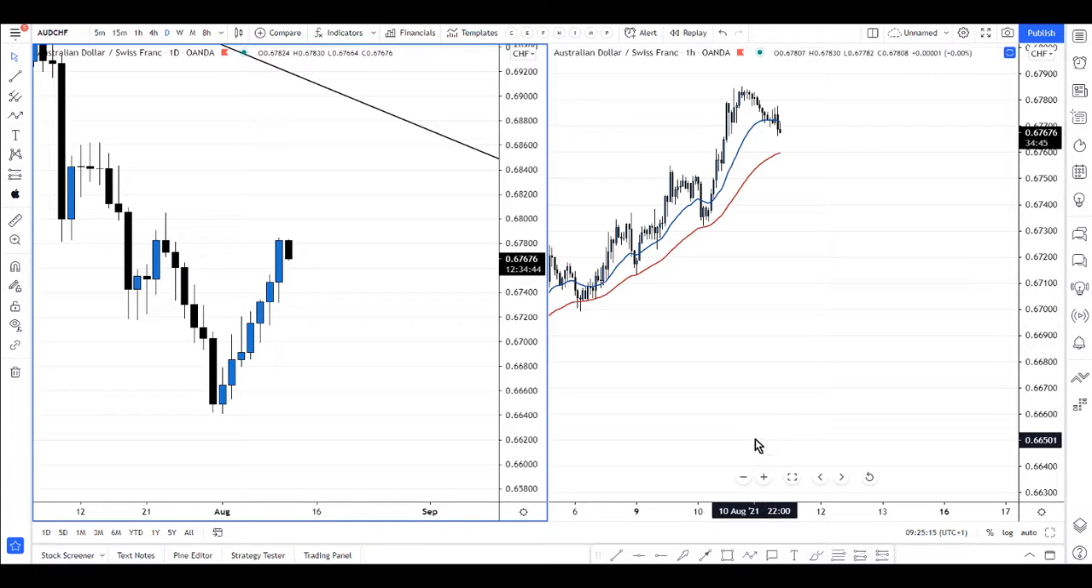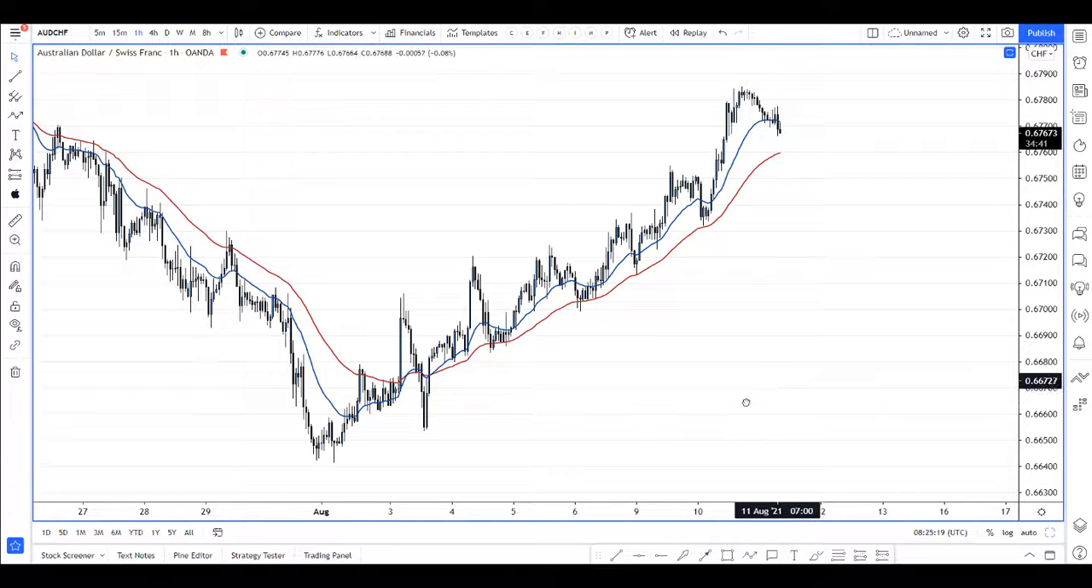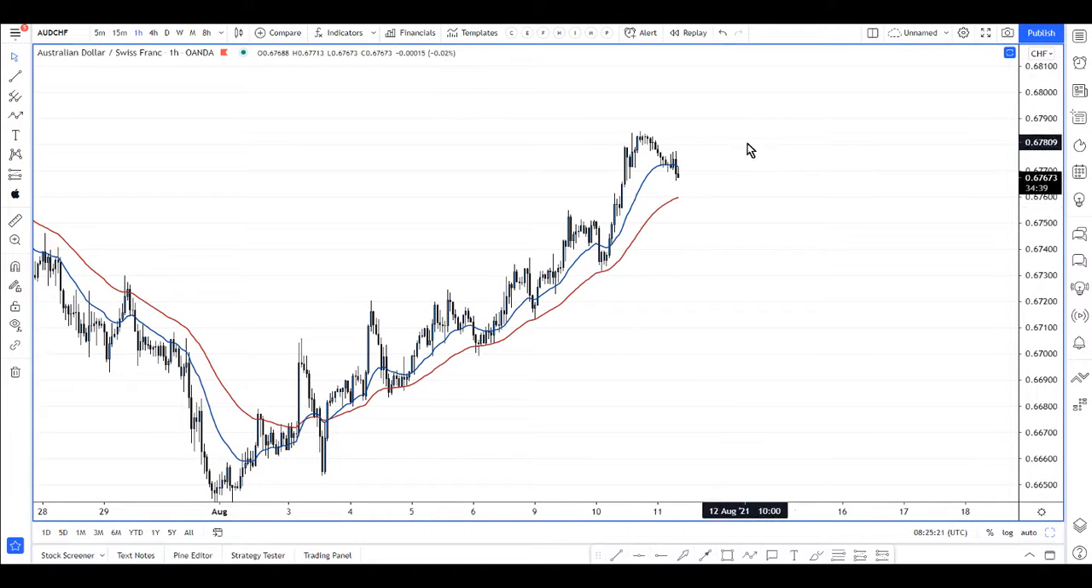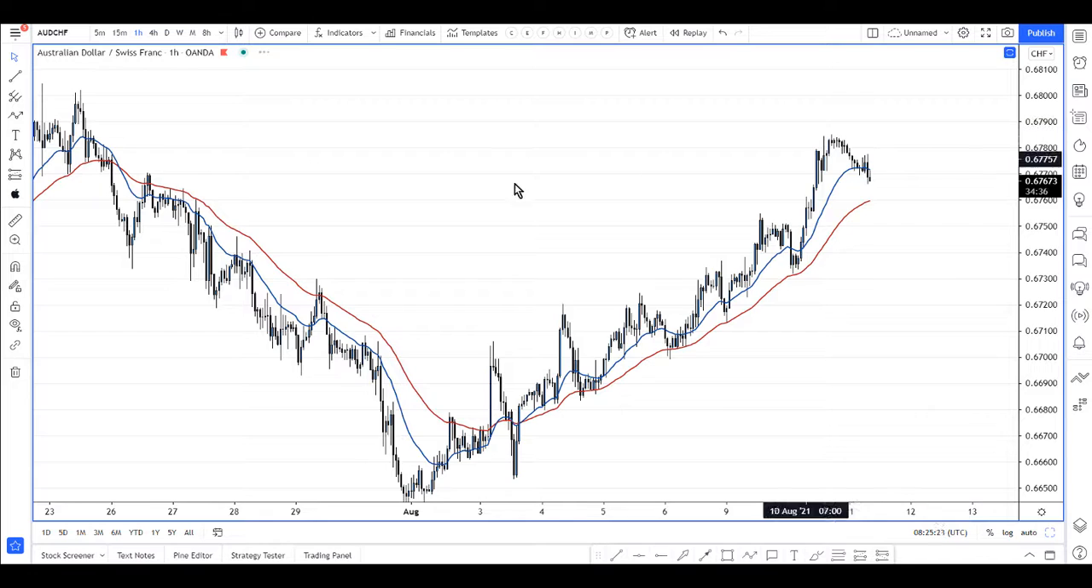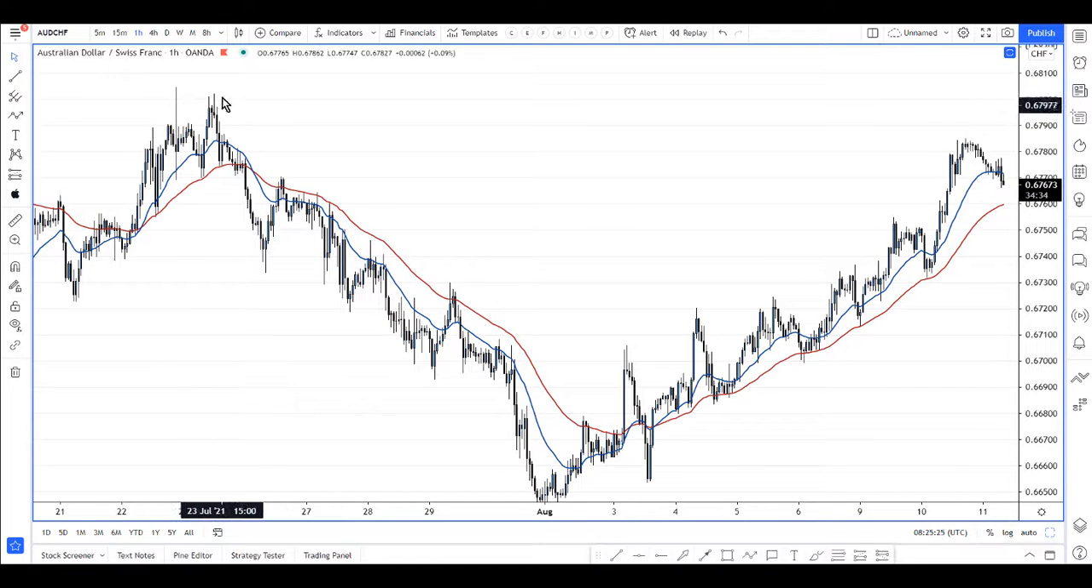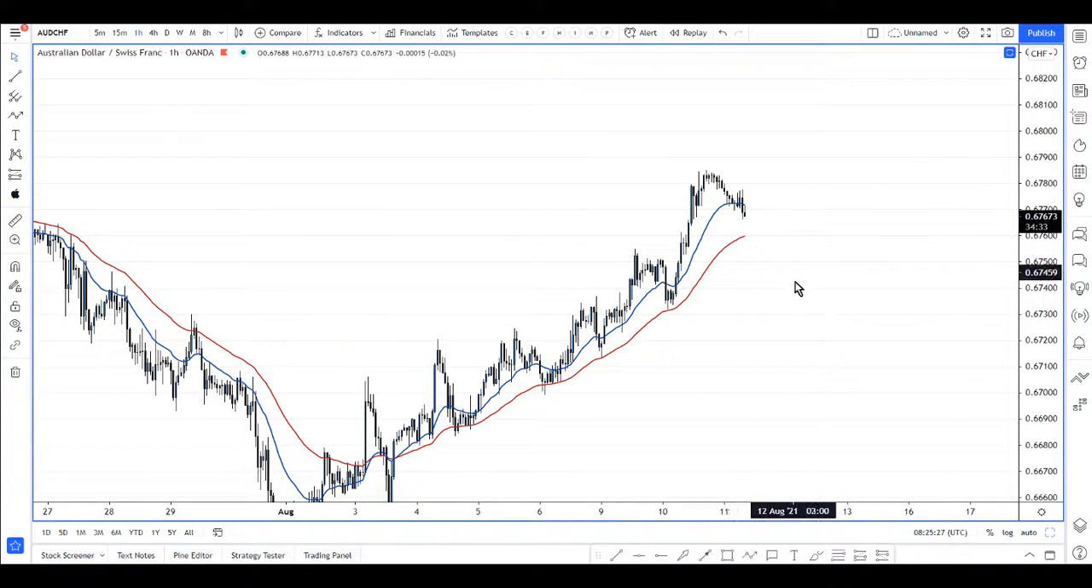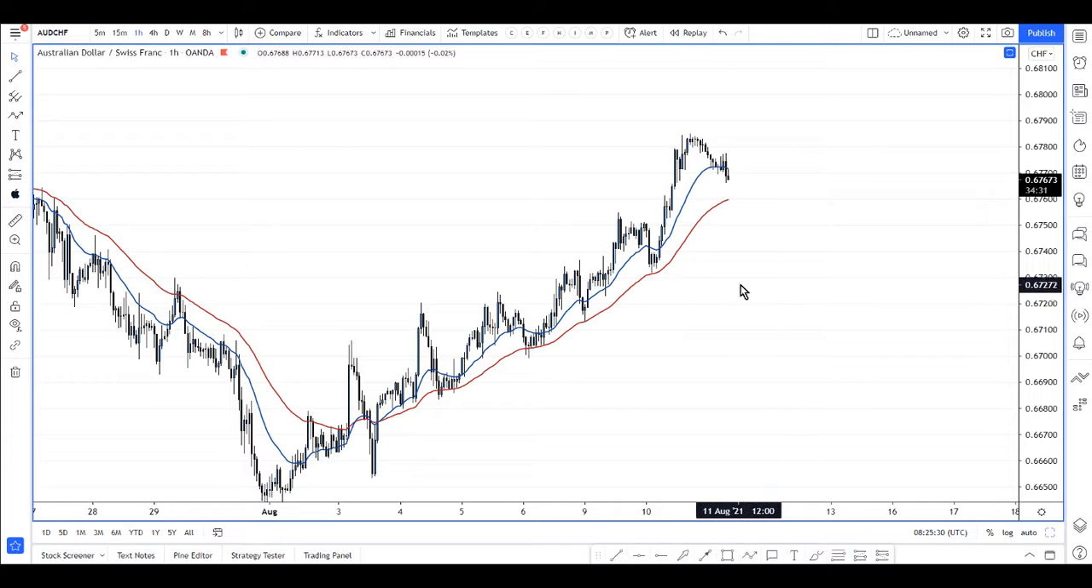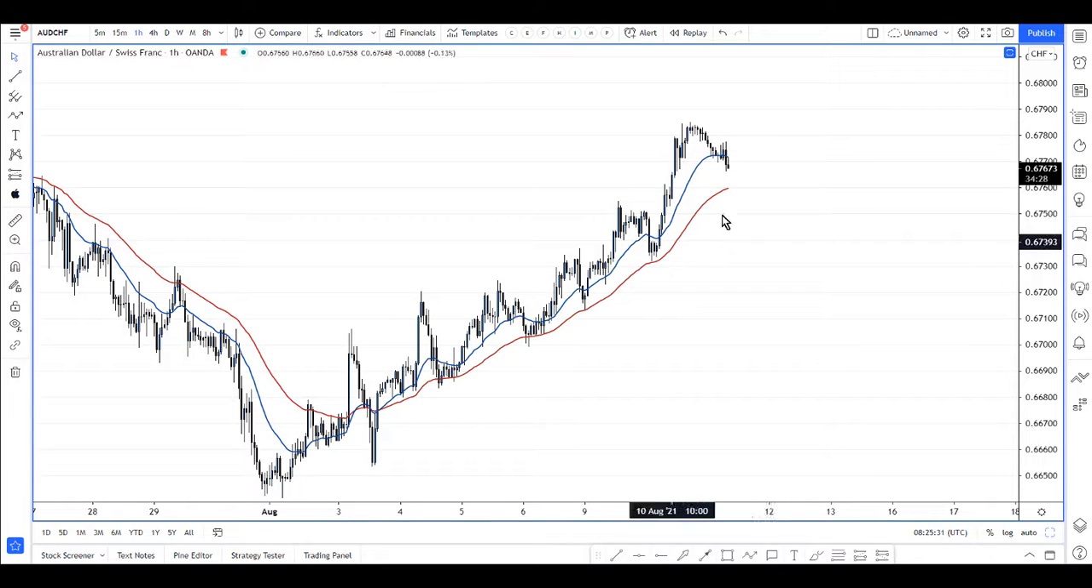So when you look at the hourly, are we still going to make another move to the upside? Maybe come and test the big number 68, where we've seen resistance before, or are we actually going to break to the downside? I am looking at this.